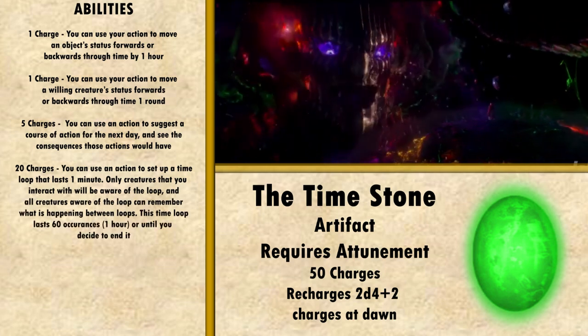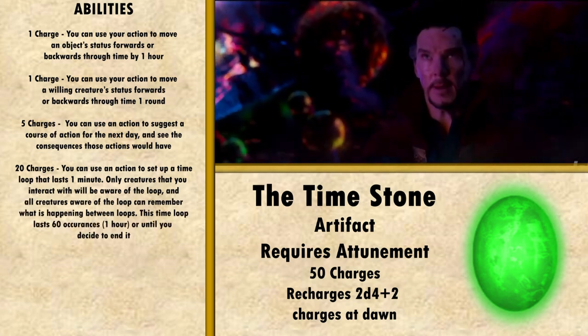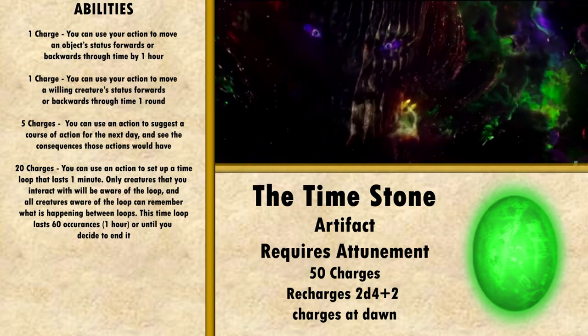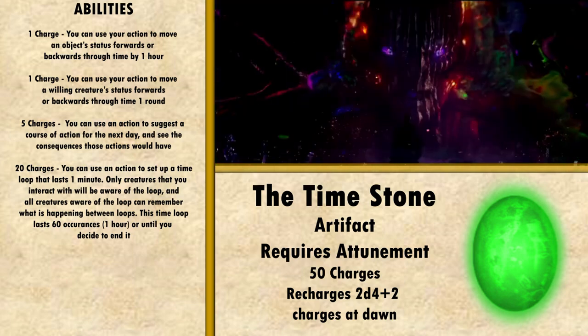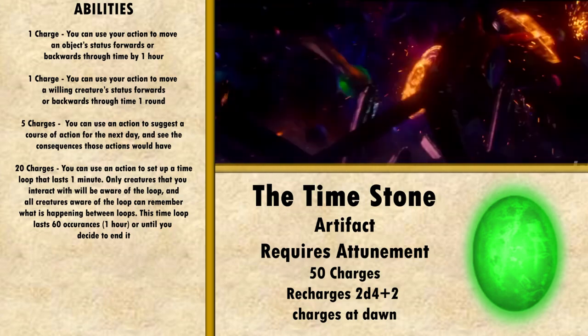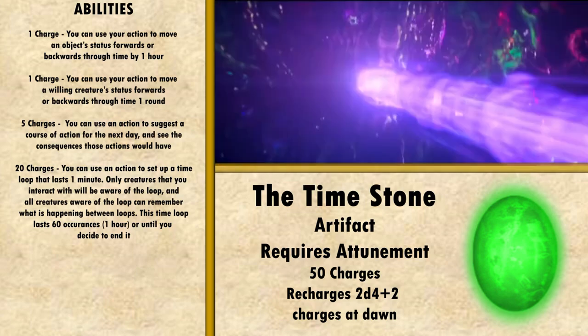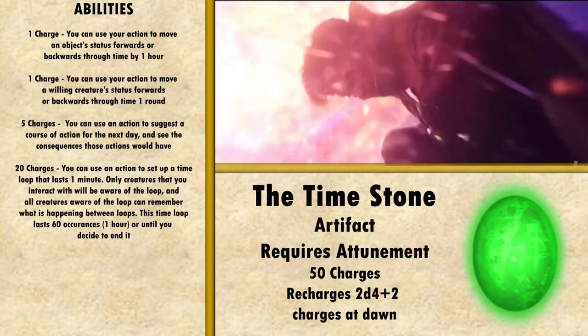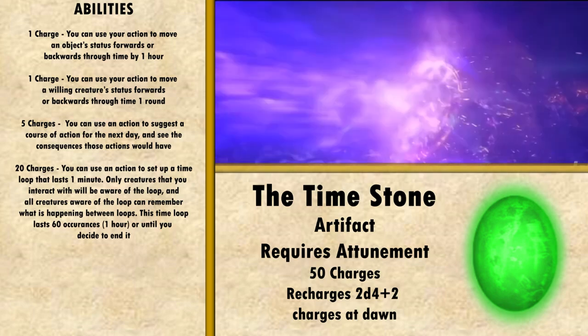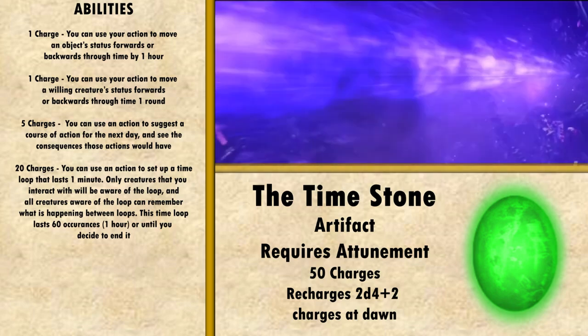For 20 charges, you can use an action to set up a time loop that lasts for 1 minute. During this time loop, only the creatures that you interact with will be aware of the looping time. At the end of the loop, everything will return to the start of the loop and how it was then, and any creature aware of the looping time will remember the previous loops. This loop lasts for an hour or until you decide to stop it.